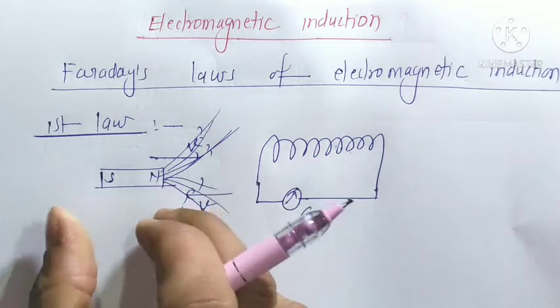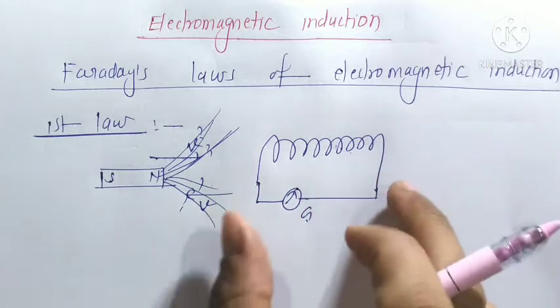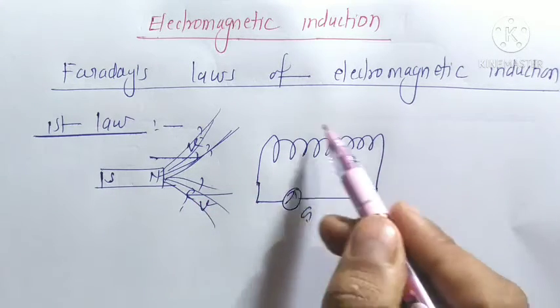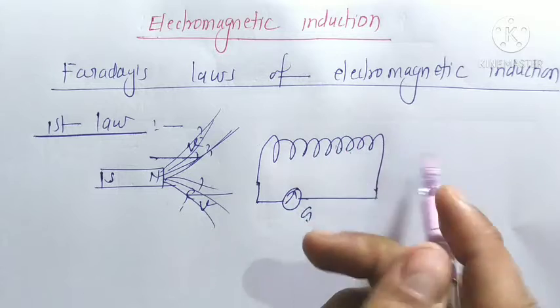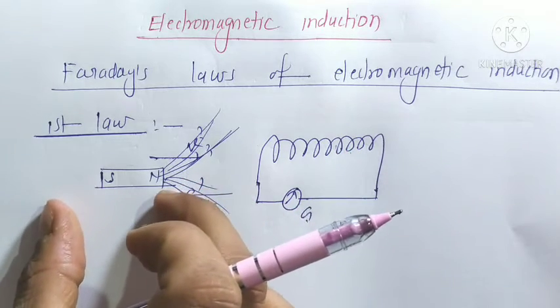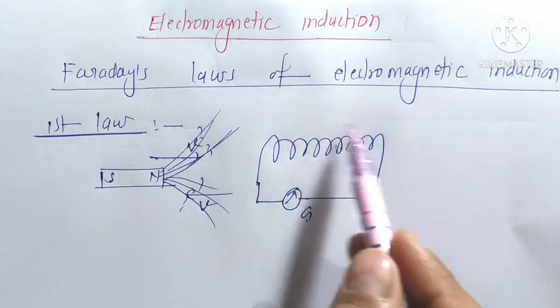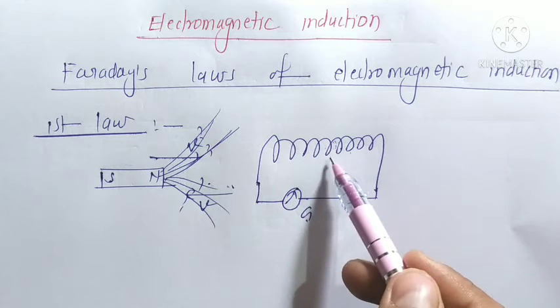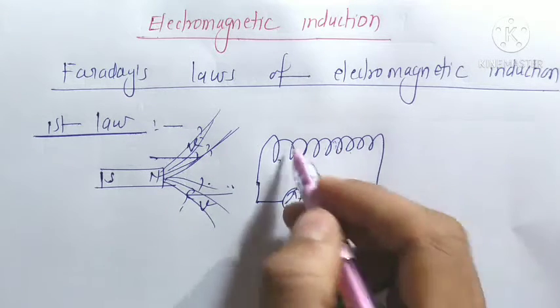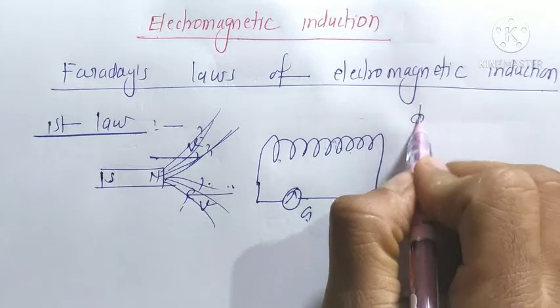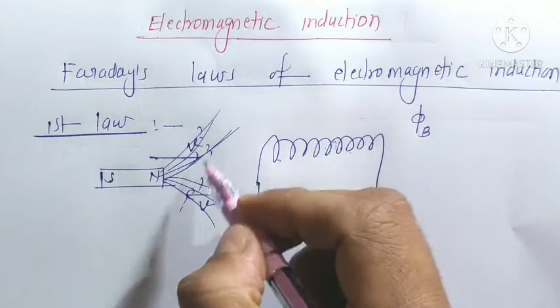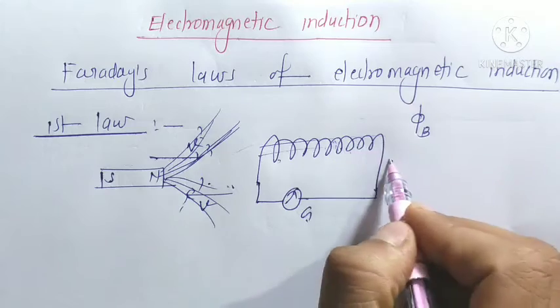So when this magnet comes closer to this coil, the magnetic field lines will also change here. I mean, as this magnet comes closer to this coil, more and more magnetic lines will pass through this coil, due to which the magnetic flux changes here. The symbol of magnetic flux is this. Because more magnetic field lines are passing through this coil, the magnetic flux changes.